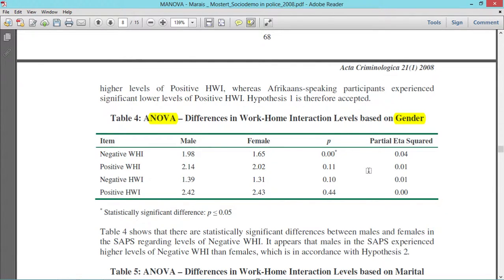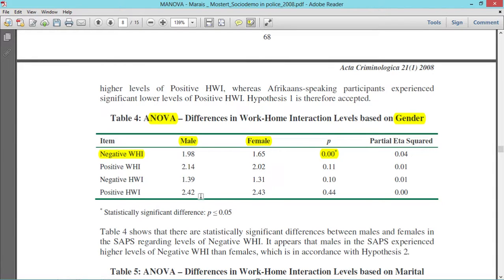Now, which p-value is significant? Okay, that one. Now which subcategory or level of work-home interaction does it refer to? It refers to negative work-home interaction. Okay, and of course the subgroups of gender, male and female.